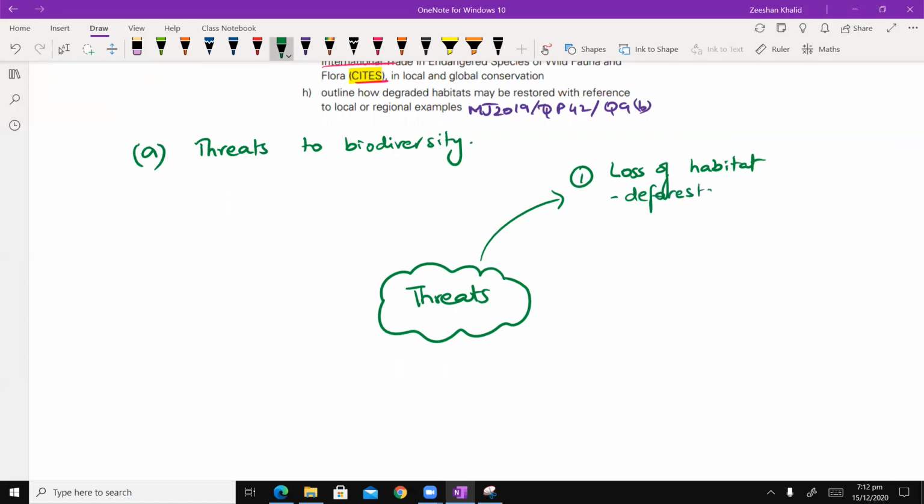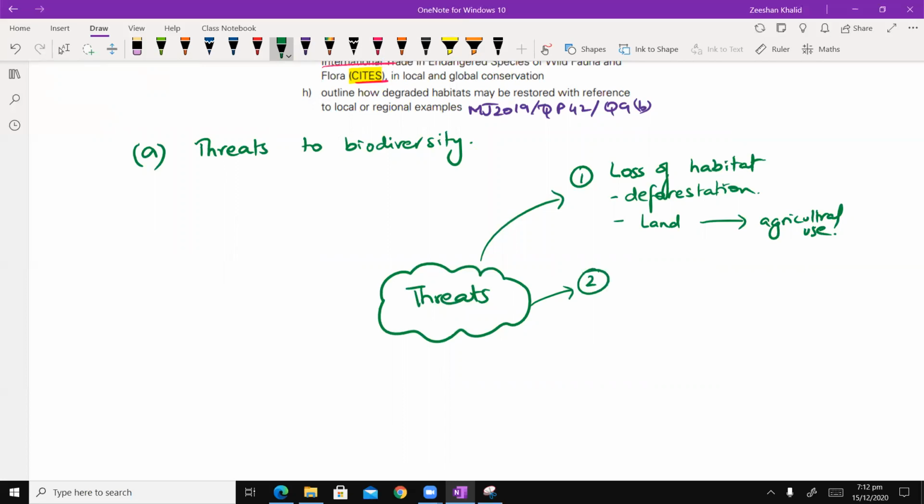You have seen these ideas before. One of the threats to biodiversity is when habitat loss happens, and one of the primary ways habitat loss happens is by deforestation. Why is deforestation usually done? It is usually done to convert the land into agricultural use. So that's basically the rationale, if you like, for doing deforestation. Okay, so that's the first threat.